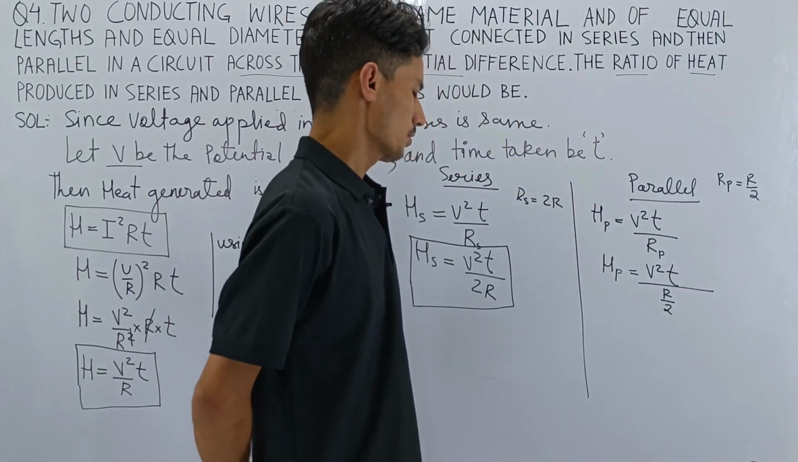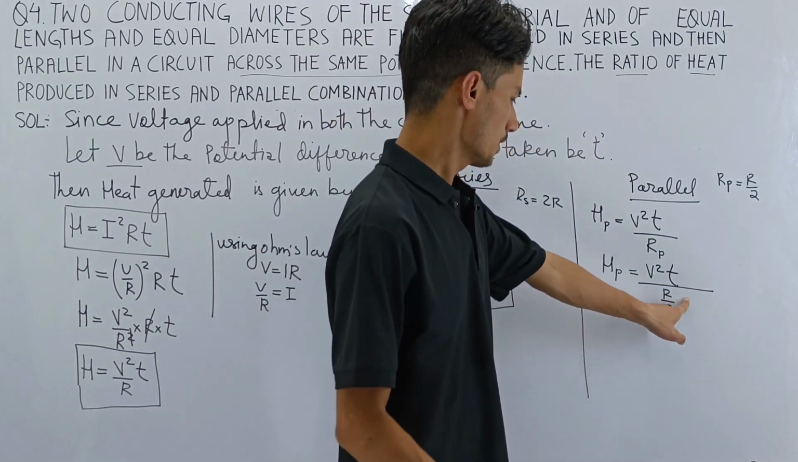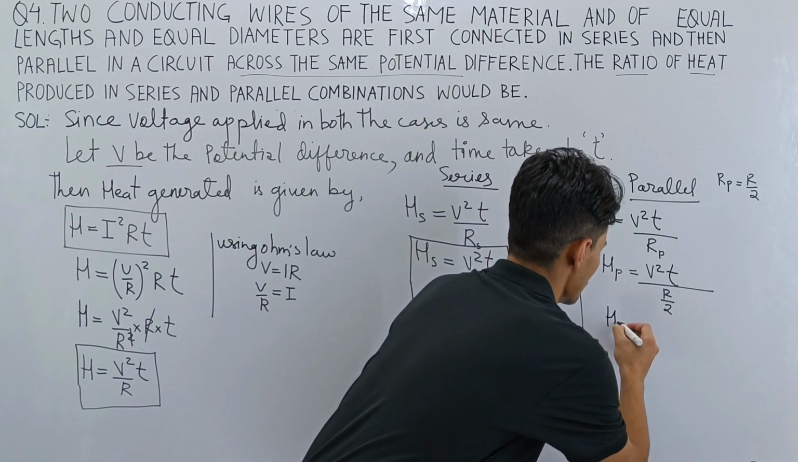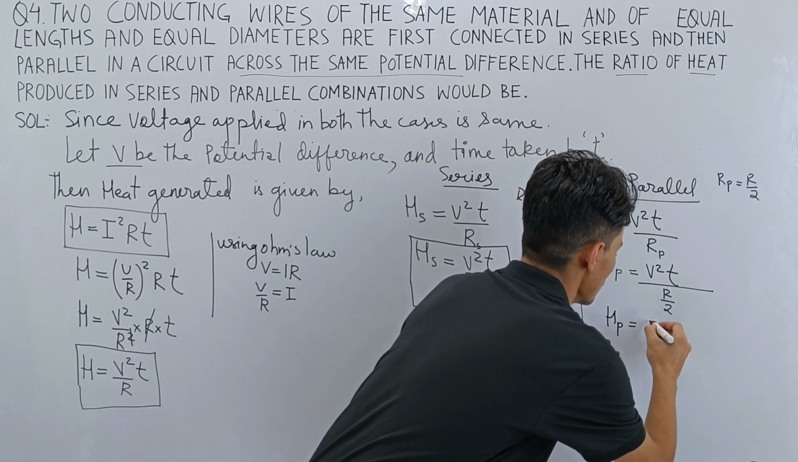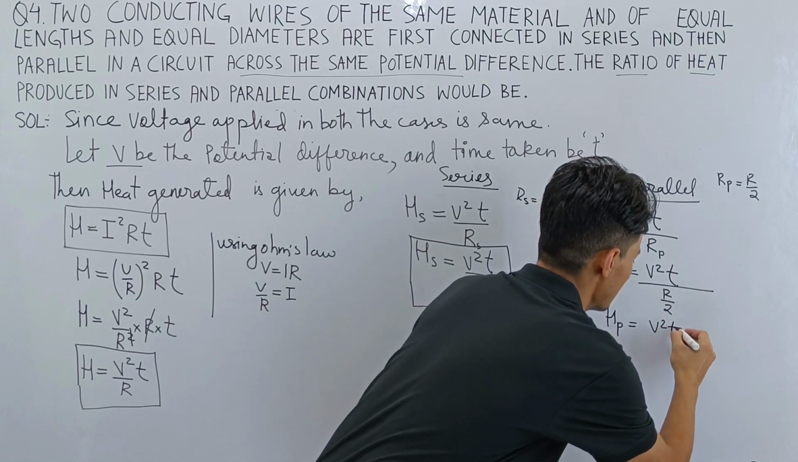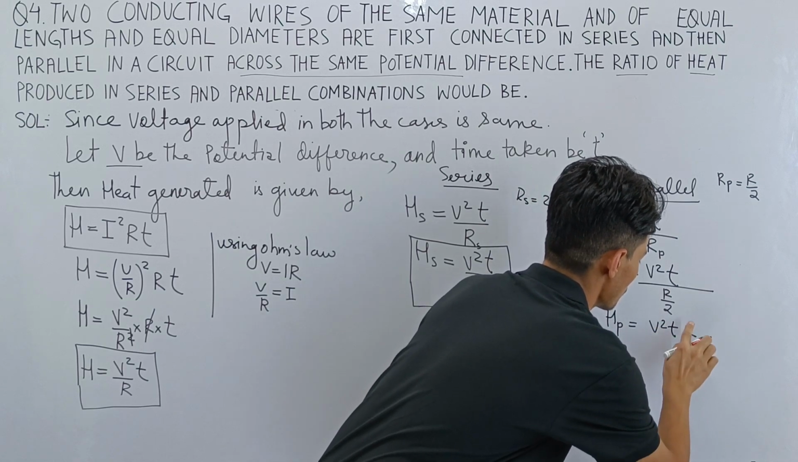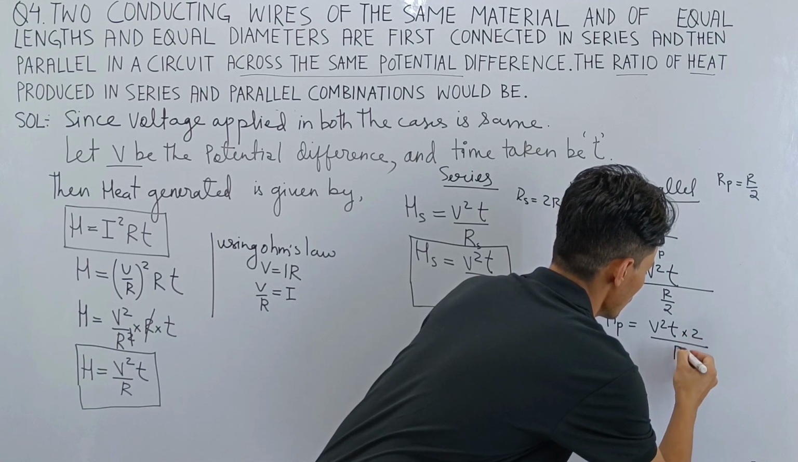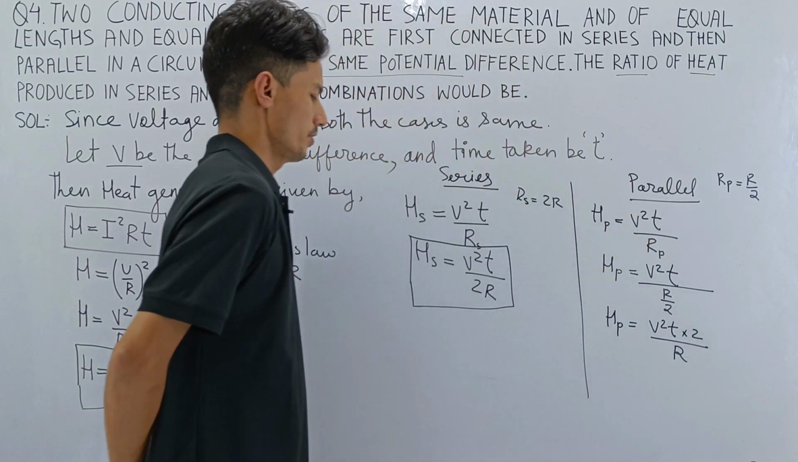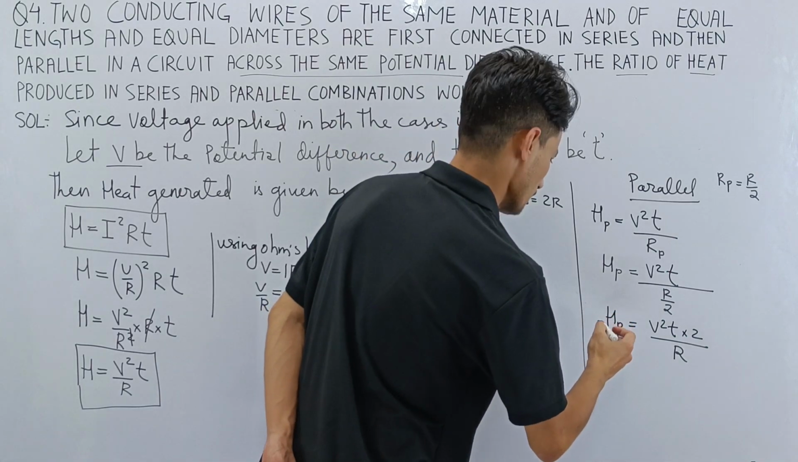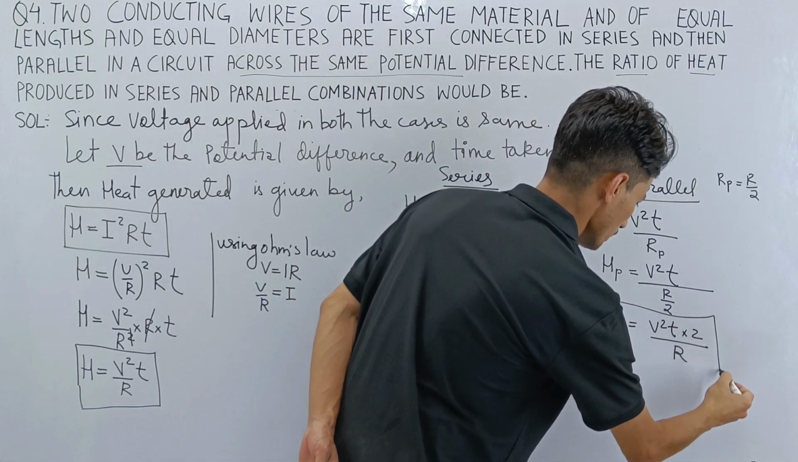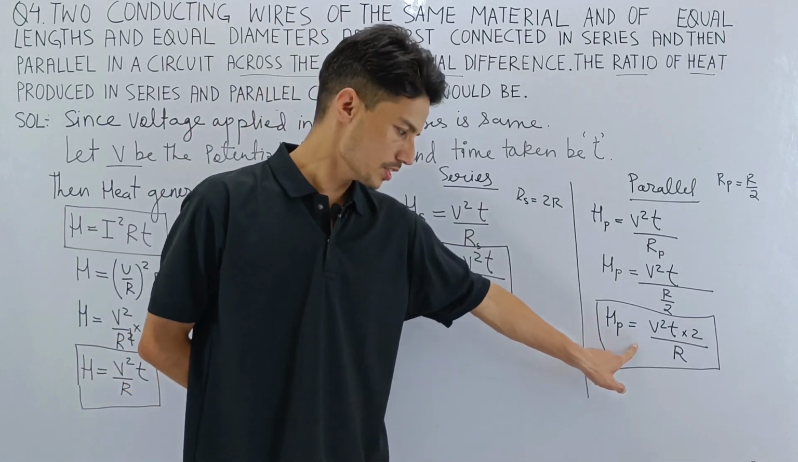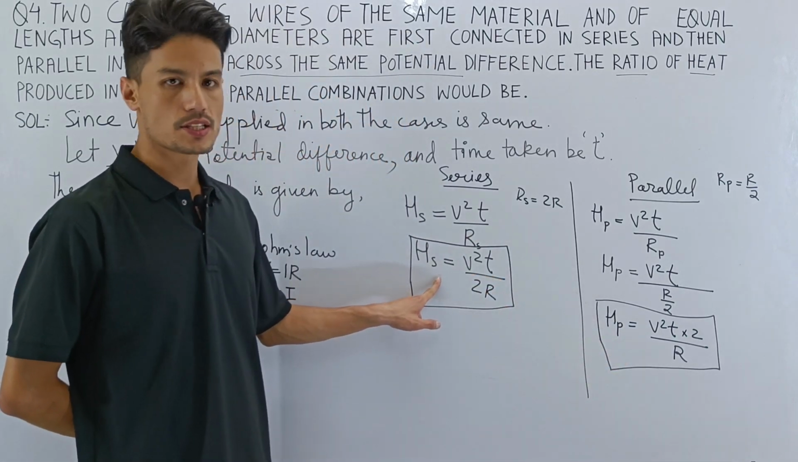So let's take care of this one. If I take care of this one, these two will go up and R will remain down only. So HP will be V square T into 2 by R. This is the value of heat in parallel combination, and this is the value of heat in series combination.